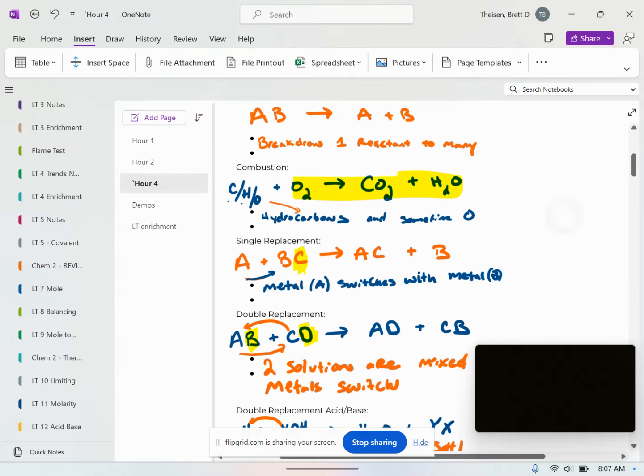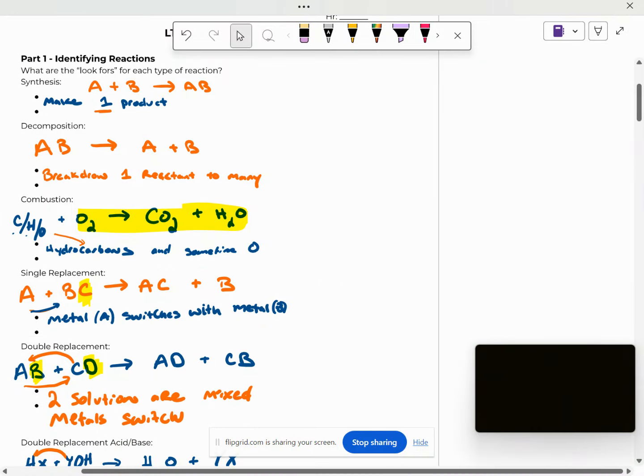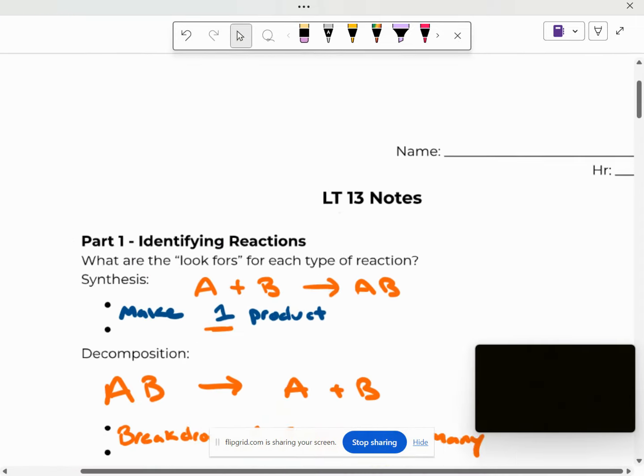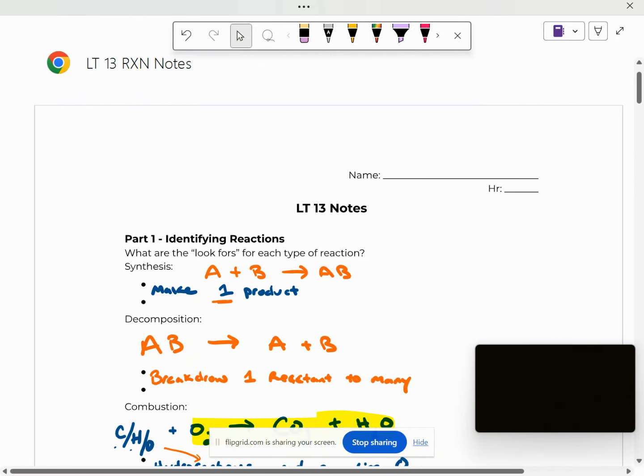Hi guys. Here's what we're gonna do. We're gonna talk about learning target 13. So these are just your notes. We're gonna start identifying some reactions, and they're just some patterns that we can look for.